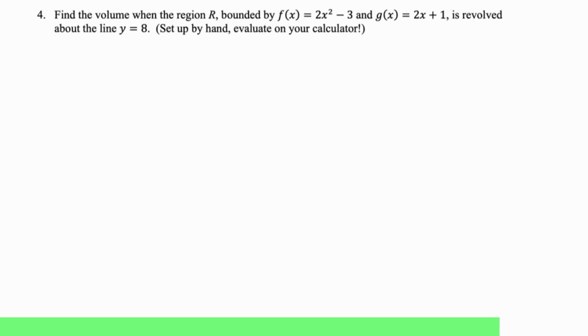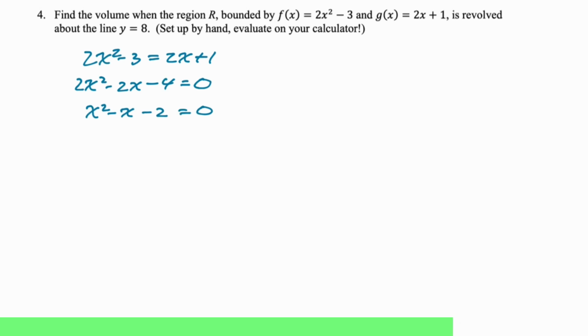All right, so I need to know where these things intersect so that I can know the bounds of my integral. So that's going to involve just setting them equal to each other and moving everything to one side. I'm going to divide through by 2 because there's a common 2 and I don't want to deal with it. Factor this thing into x minus 2, x plus 1 equals 0. So we know the bounds now are 2 and -1.